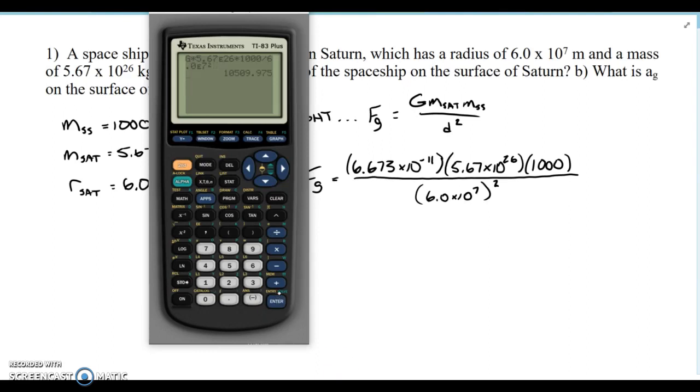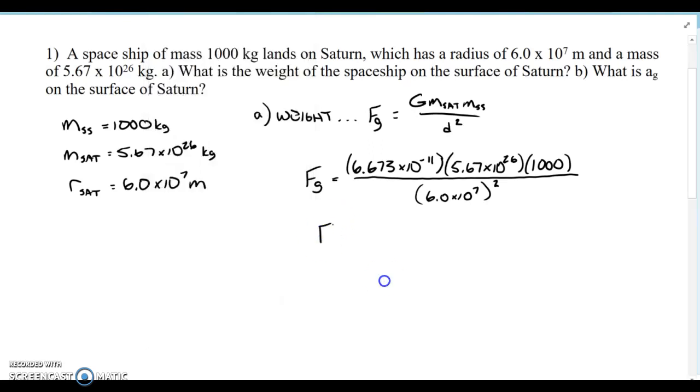And I get a value for the force of gravity of 10,510 newtons. So Fg, the weight of the spaceship, is 10,510 newtons. That would be our answer for part A.